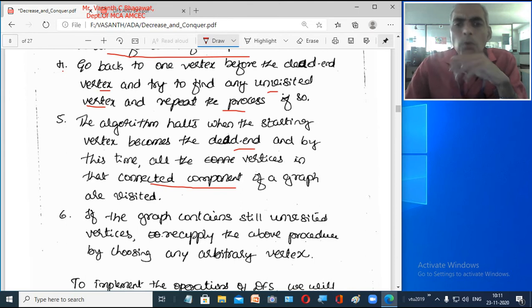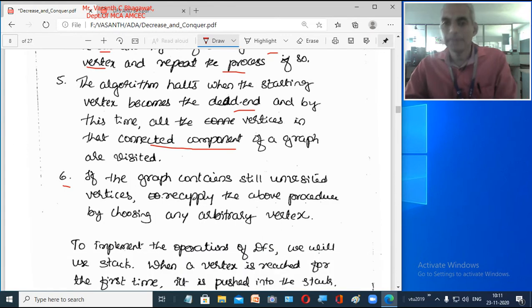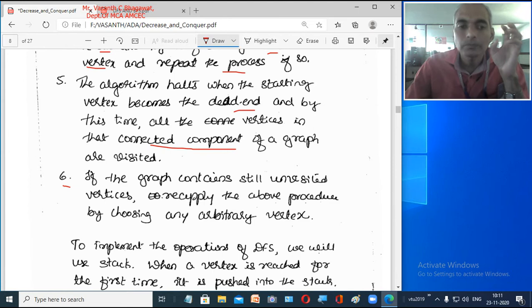Now if it is a connected graph, then you have visited all the components of the graph. If it is a disconnected graph, then you will be left with some other vertices which are not marked as visited. At that time, the sixth step says, if the graph still contains some unvisited vertices, then repeat the same procedure. So this is a very simple DFS algorithm, or the depth first search method, for traversing your graph.